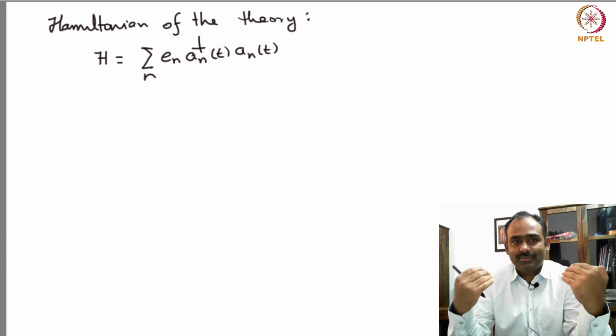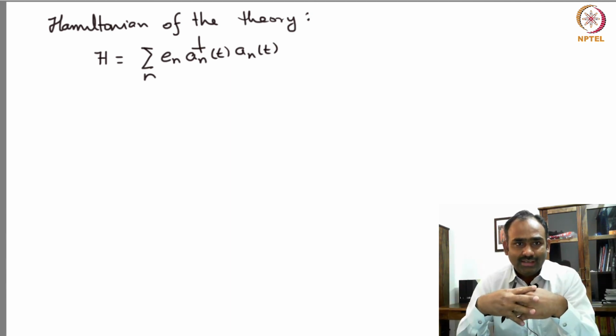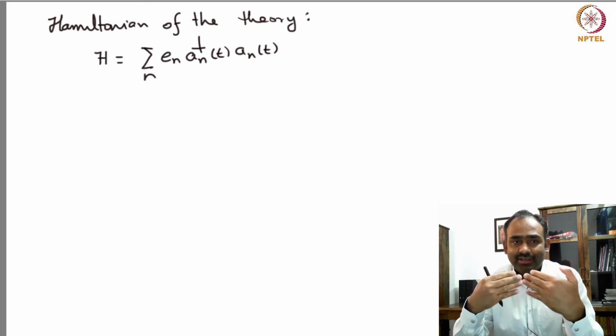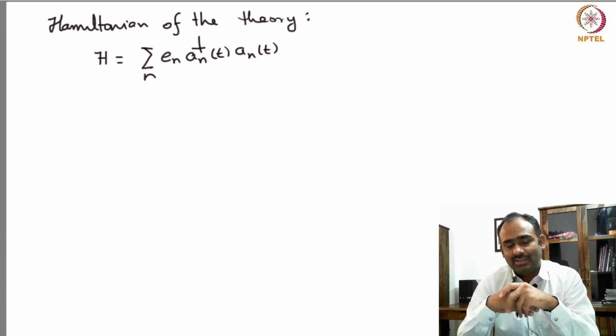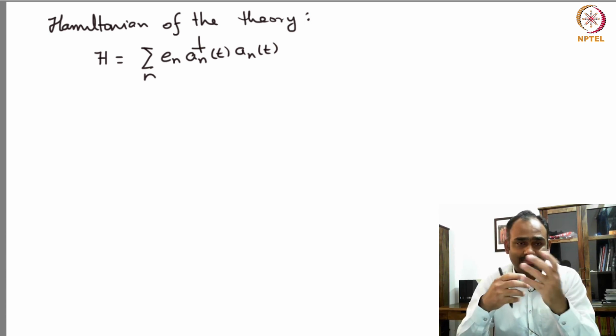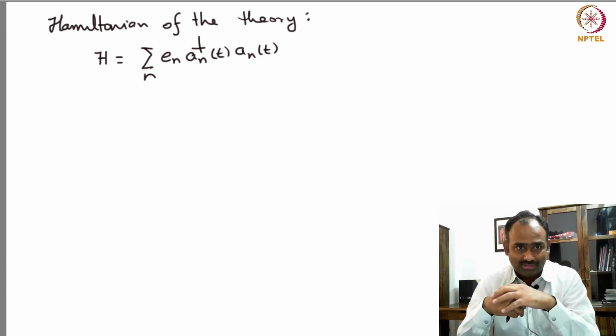The system that I am showing to you is a free theory, despite the fact that we started with the potential term in the original action, or the Schrodinger equation had a potential.